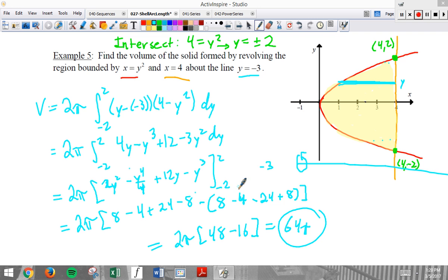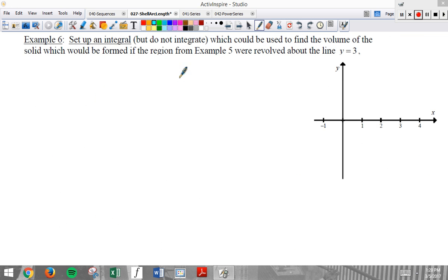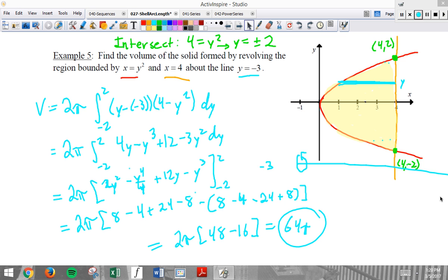Whew, that was fun. Again, dy, because it's a horizontal rectangle. No question about it. It's always dy. Top minus bottom for the radius, right minus left for the height of the rectangle, along side of the rectangle. Now, this is the same problem with a different axis of revolution.